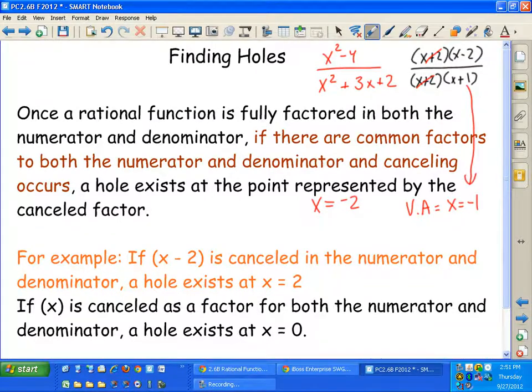So a hole happens when you cancel something out. A vertical asymptote happens when you can't cancel anything out in the denominator, and you set that equal to 0 and find out what your x value is. So that's what we're dealing with when we're talking about holes. We'll practice this in class quite a bit.